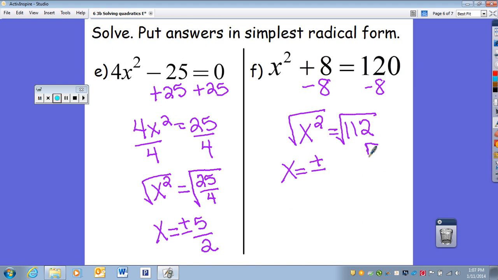So what can go into 112 evenly? Well, we know that 2 can, and that would be 2 times 56. So we split up 56 into 7 times 8, and we split up 8 into 4 times 2, and 4 into 2 times 2. So we have 2 pairs of 2's, which means that the 4 can come outside. 2 times 2 is 4, and then our 7 will stay under the radical. So x is equal to plus or minus 4 square roots of 7.